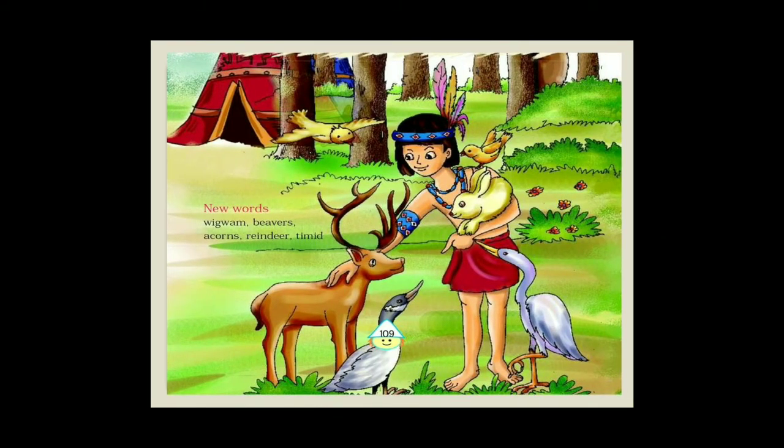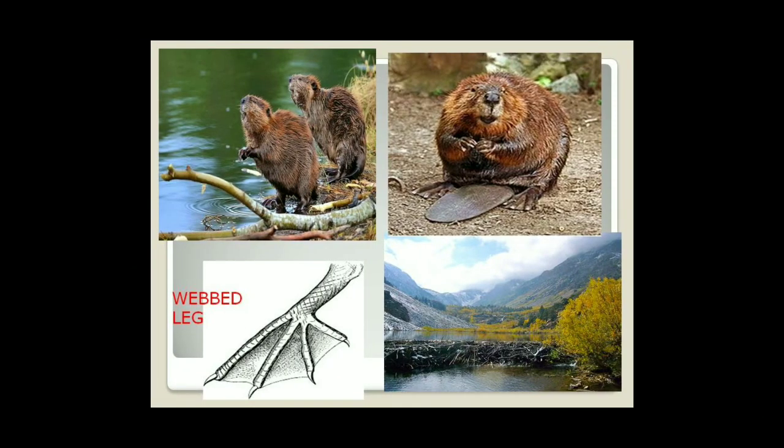Now here you can see the picture of Hiawatha, how he looks, how he dresses up, and how all the animals and birds are friendly to him. Now what are the new words from this poem? New words are wigwam. Just now we have discussed wigwam, a tent used by Native Americans to live. Here also in the picture you could see the wigwam. Then the next word is beavers. Now let us see the slide which is describing the beavers.